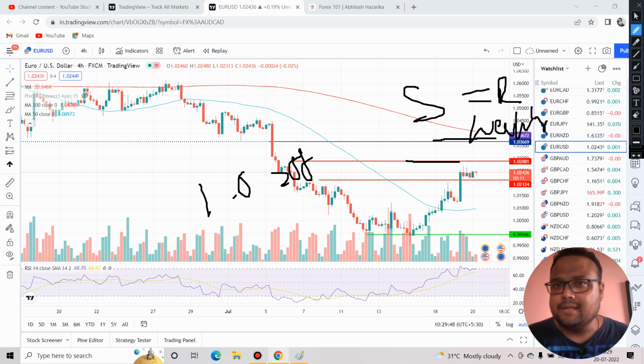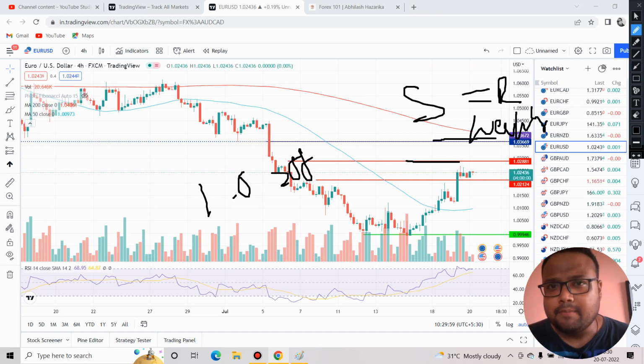See, this is my analysis, my opinion. I can be wrong as well. So if you want to follow my advice, then please follow proper risk management and calculate your positions accordingly. Do not gamble with your hard-earned money. Capital protection should be your first priority always.